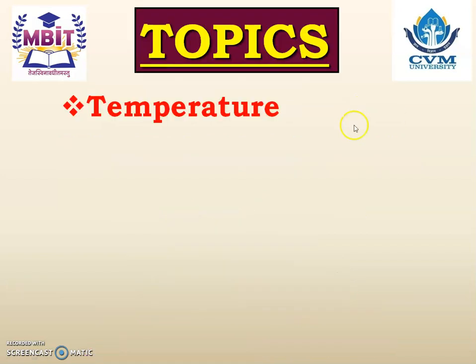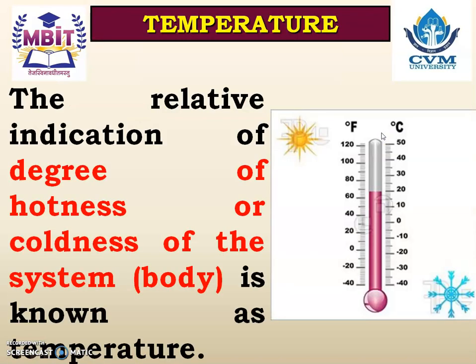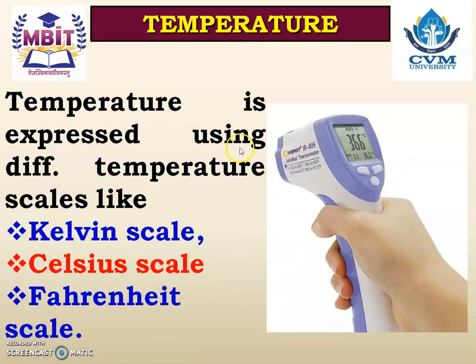In today's lecture we are going to study the topic temperature. The definition of temperature: the relative indication of degree of hotness or coldness of a particular system or a body is known as temperature. So it means temperature is nothing but the relative indication of degree of hotness or coldness. The temperature is expressed using different temperature scales like Kelvin scale, Celsius scale, Fahrenheit scale, etc.